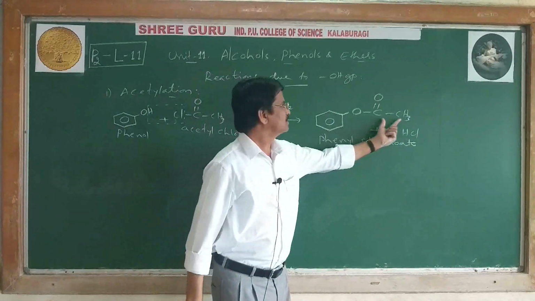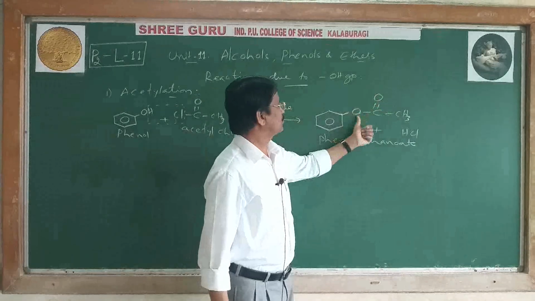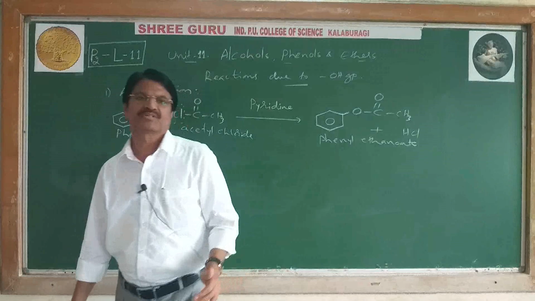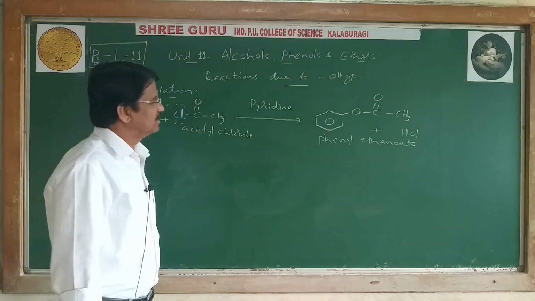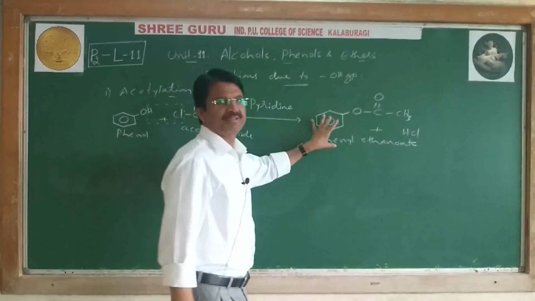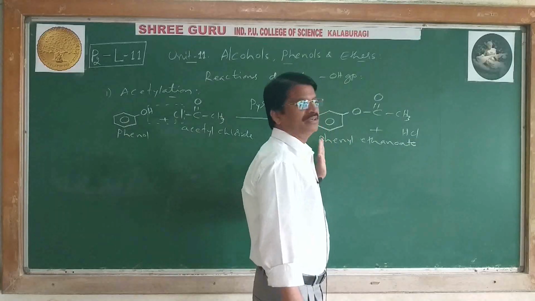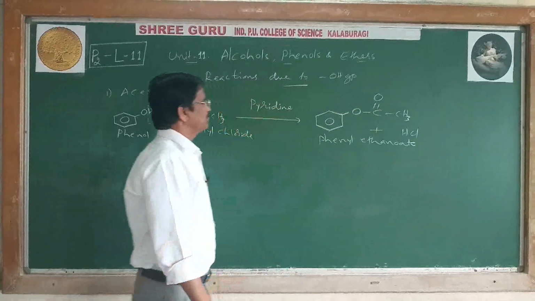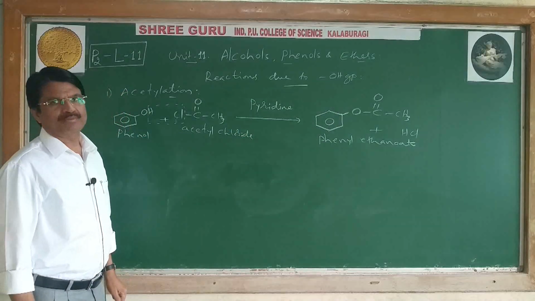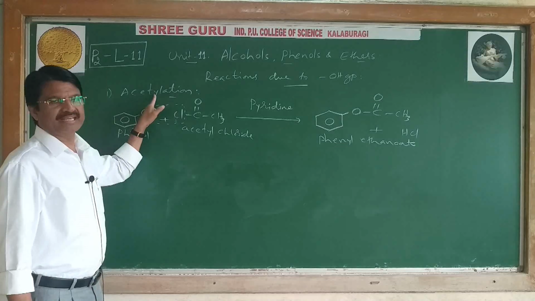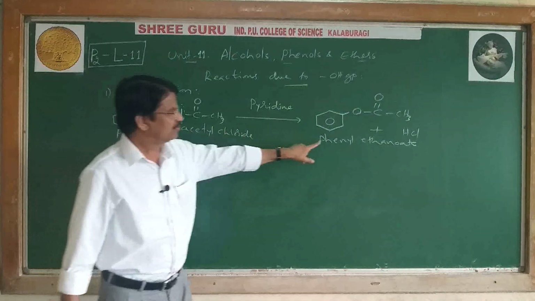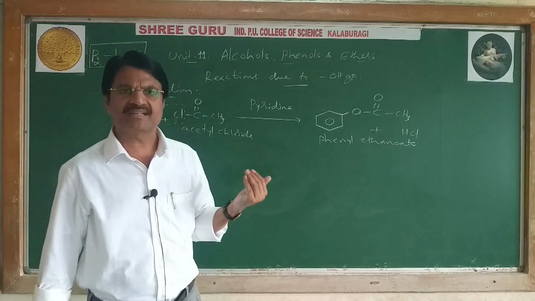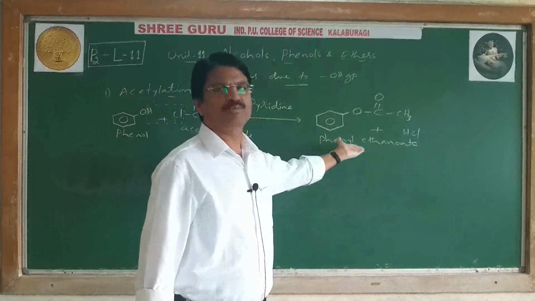But another name is acetoxybenzene. Acetoxybenzene, that is phenyl ethanoate. Actually, it is an ester form. Hence, you have to consider the name as the ester phenyl ethanoate, the IUPAC name. Question: name the product formed when phenol is subjected to acetylation or acylation. Right answer, phenyl ethanoate or phenyl acetate is formed. Phenyl acetate is the common name, but ethanoate is the IUPAC name.